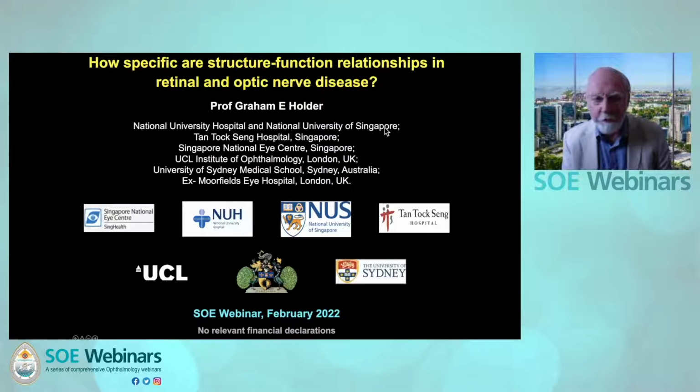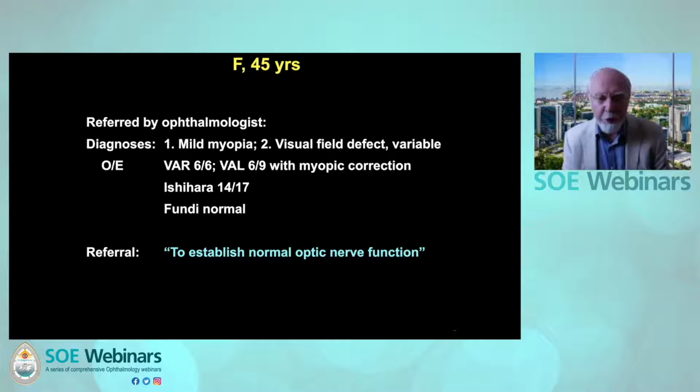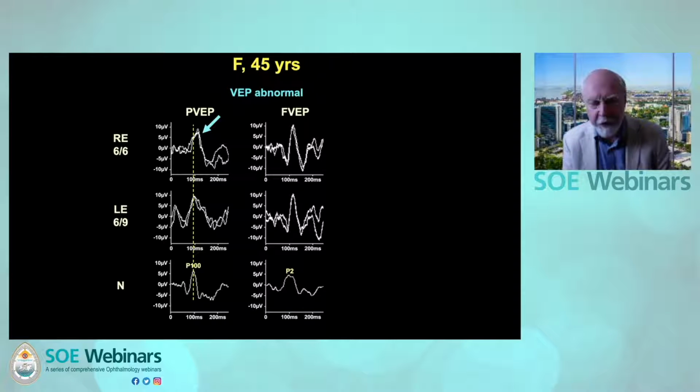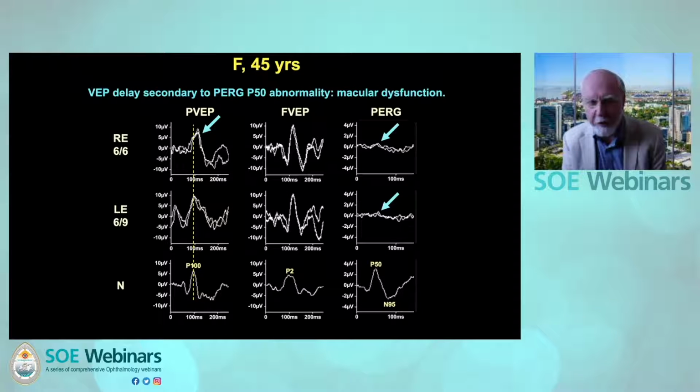We now look at structure-function relationships. We'll start with the patient who was referred by an ophthalmologist to establish normal optic nerve function. The patient was mildly myopic, variable fields, touch of colour vision disturbance, but it was really to reassure. And yet when we performed the electrophysiology, the VEP is delayed. The VEP, as we know, is a non-specific response, so we have to do a PATNI-RG to localise the dysfunction. And the PATNI-RG is markedly subnormal bilaterally, so the patient has bilateral macular dysfunction.